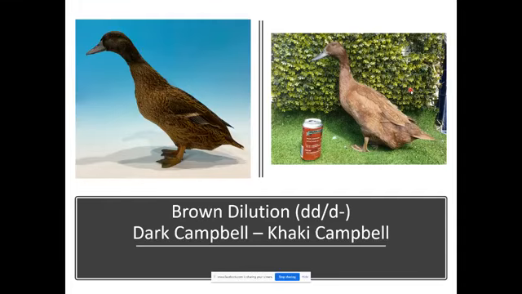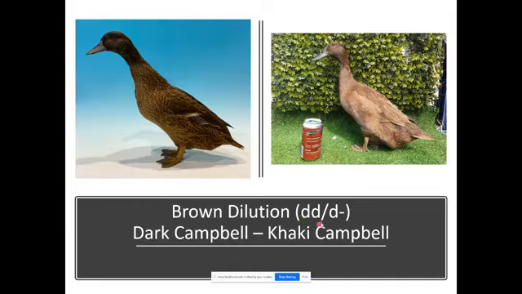The next gene I want to talk about is the brown dilution, and the classic example I think of how the brown dilution might work, or does work, is taking a dark Campbell pattern to a khaki Campbell pattern. So what you can see is it just lightens that bird's color down dramatically, and it's actually a sex-linked gene.